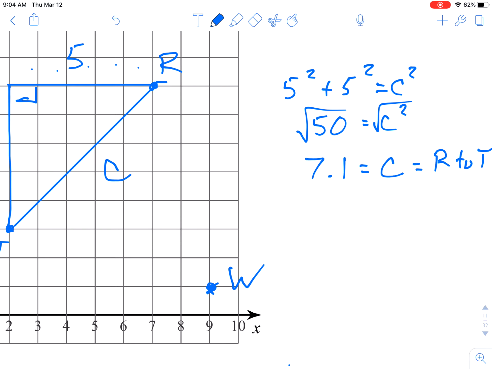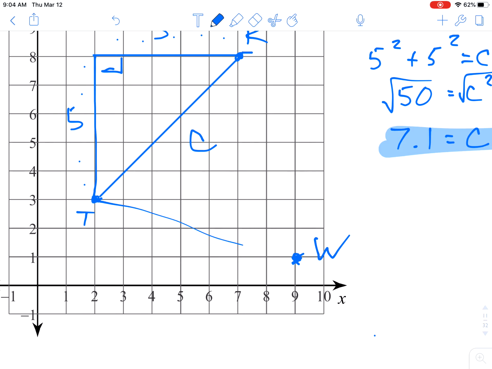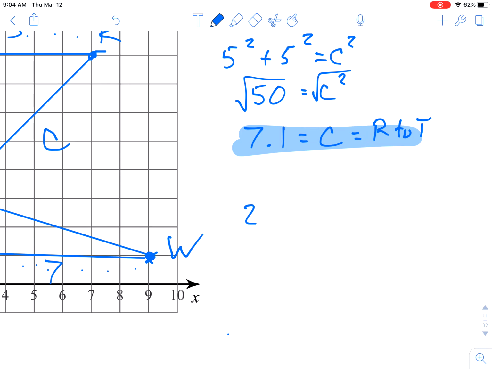And then we want to do the same thing from Tom to the water slide. We're going to create a right triangle so that we can figure it out. We've got 2, 1, 2, 3, 4, 5, 6, 7. So this is 7. So we should do the problem 2 squared plus 7 squared is equal to C squared. And so we're going to work this out. We've got 4 and 49. That's going to become 53 is equal to C squared.